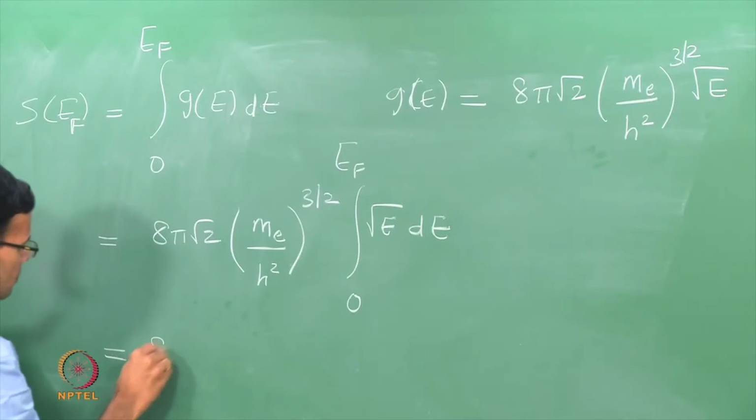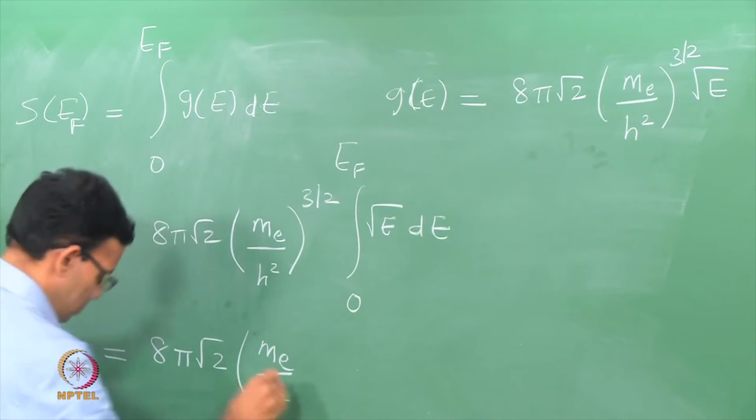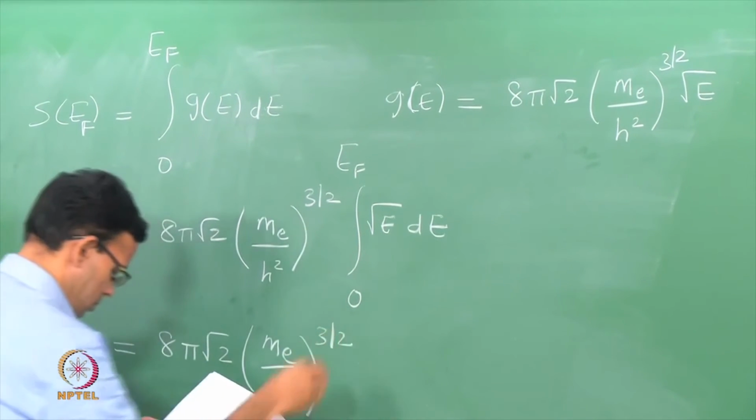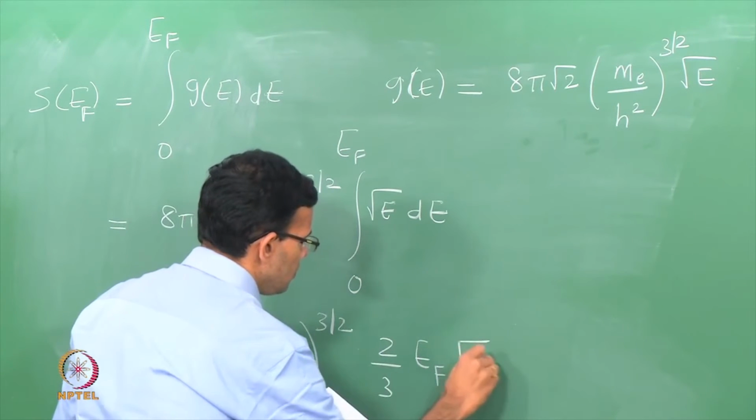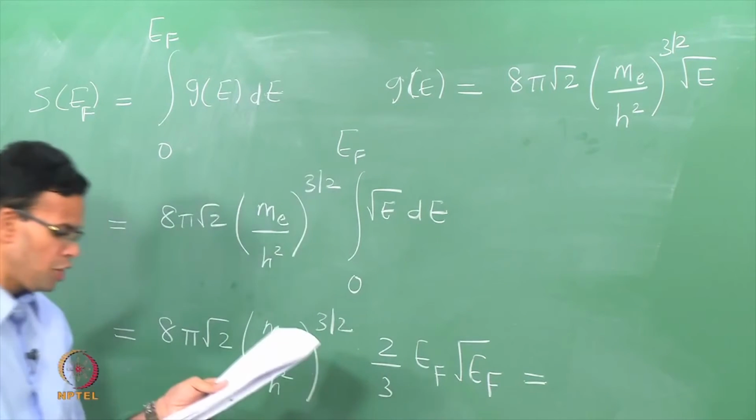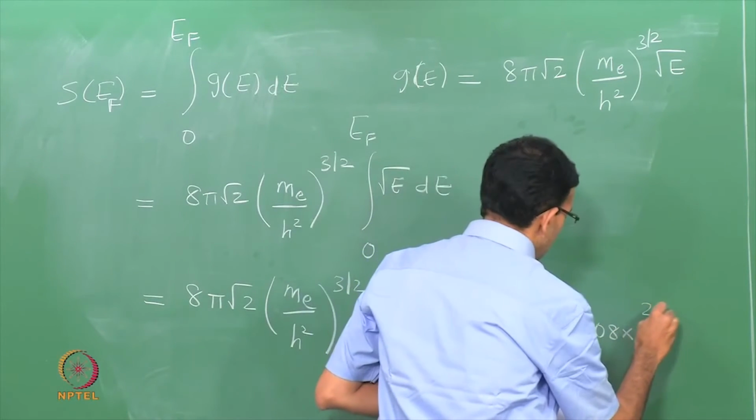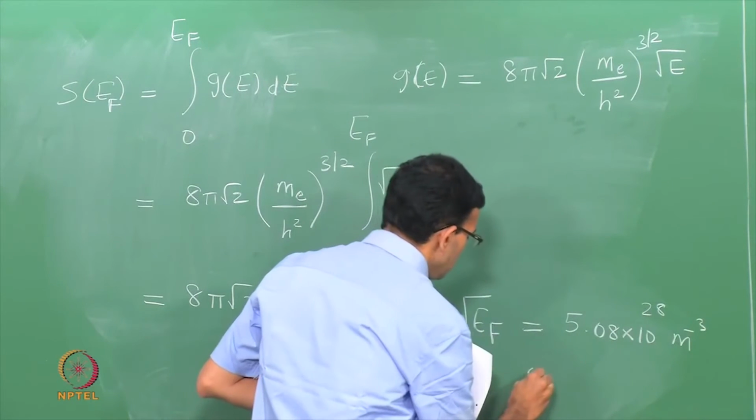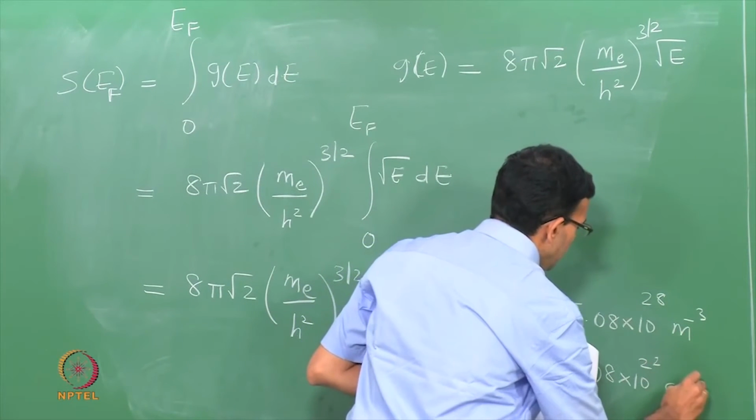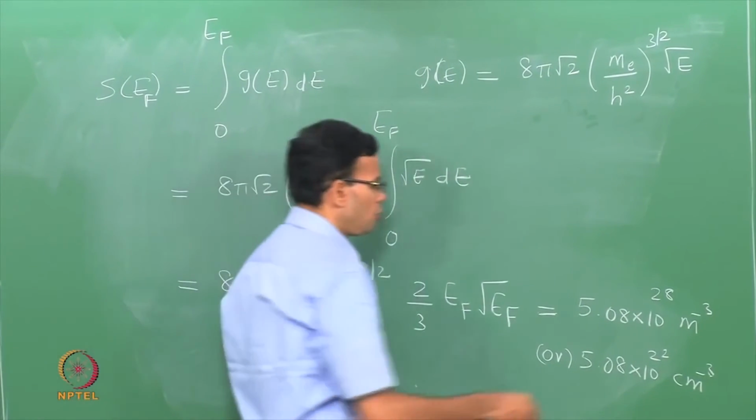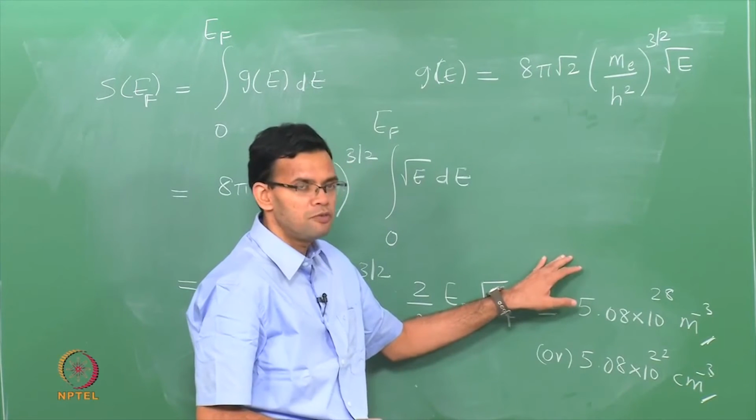If you do that, which if you calculate is 5 times 10 to the 28 states per unit volume per meter cube, or 5 times 10 to the 22 if you write it in centimeter cube. So, these are the total number of states that are available in silver from the bottom of the band up to the Fermi energy EF.